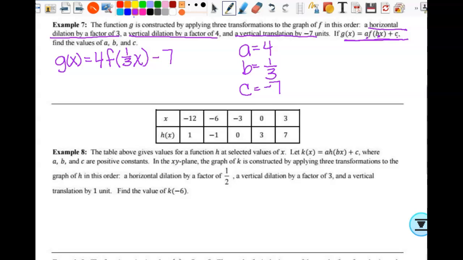Now, they could have given us this equation and put minus c there, right? And if they did, what would our answer for c be? +7. So just be careful with that. Make sure you're paying attention to what this says. Don't just assume it's written exactly like what you would be used to it written like. Okay, we good? Okay, good job.